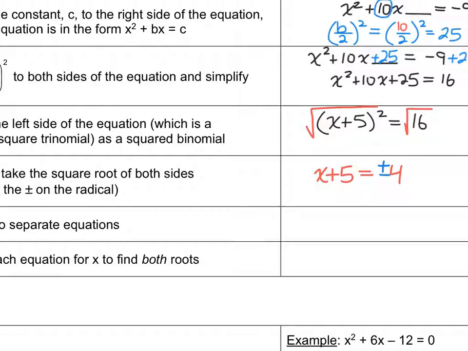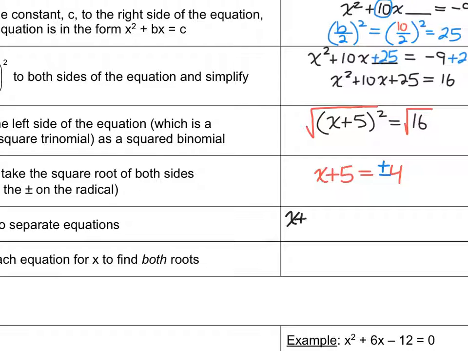Plus or minus 4. For two reasons. One, because it says to do it right there. Second, because that's how math works. All right, 4 times 4 is 16. Negative 4 times negative 4 is also 16. Write two separate equations. My voice cracked.